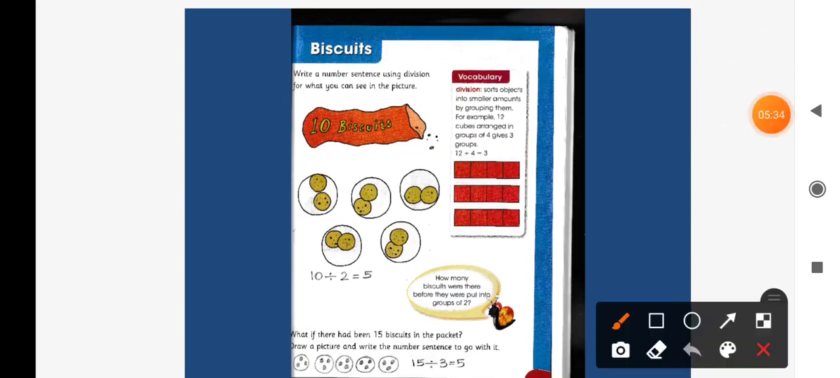Okay, children. Now take your learner's book. Now here you can see a biscuit packet. 10 is written here. Now they have divided two like this. Two here, two here, two here, two here, and two here. So 10, this is the statement. 10 divided by 2 equals how many persons will get? 1, 2, 3, 4, 5. 5 persons will get 2 biscuits each. Okay, 10 divided by 2 equals 5.